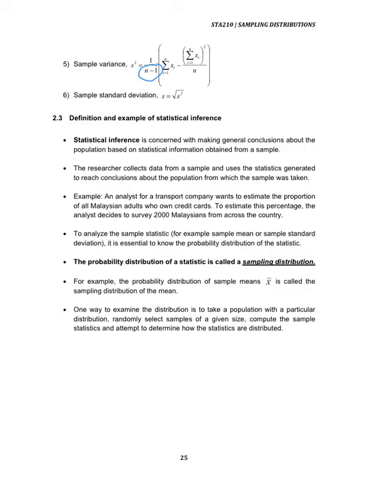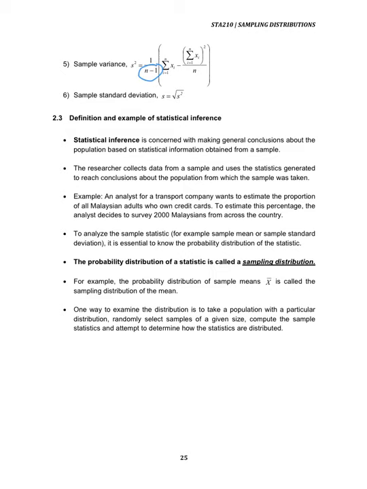Okay, so what is statistical inference? Statistical inference is concerned with making general conclusions about the population based on statistical information obtained from a sample. Again, ingat why we use sampling technique or statistical inference ni, because we want to make a conclusion of our population based on the sample. The researcher collects data from a sample and uses the statistics generated to reach conclusions about the population from which the sample was taken.